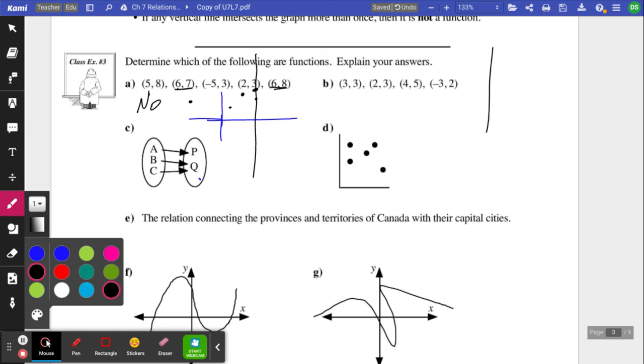If I throw my little points up on part B, I go 3 and 3. I don't know exactly, I'm going to just go there. 2 and 3 would be not quite so far, same height. 4 and 5, a little beyond, a little higher. And negative 3 and 2. Does it pass the vertical line test? Yes.